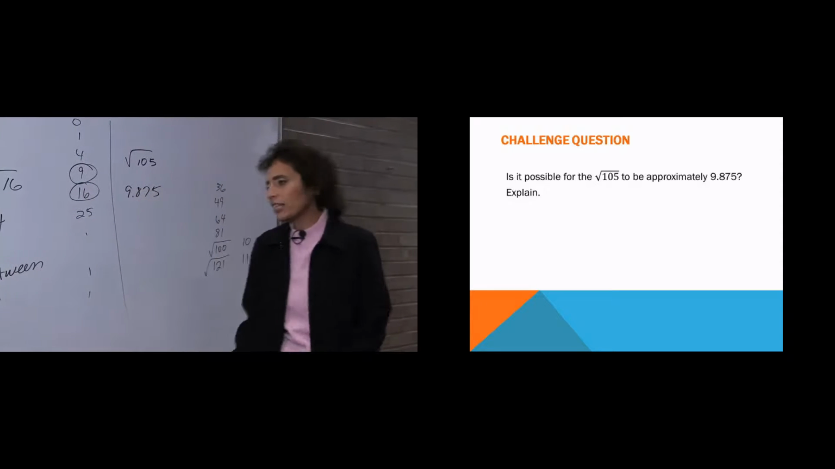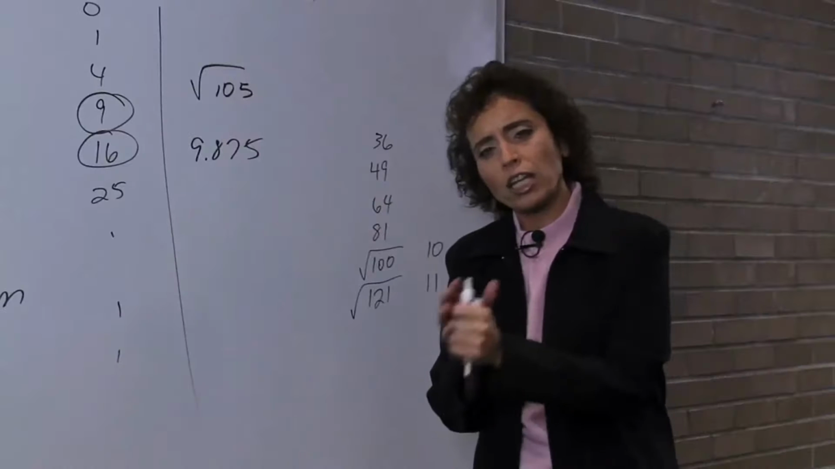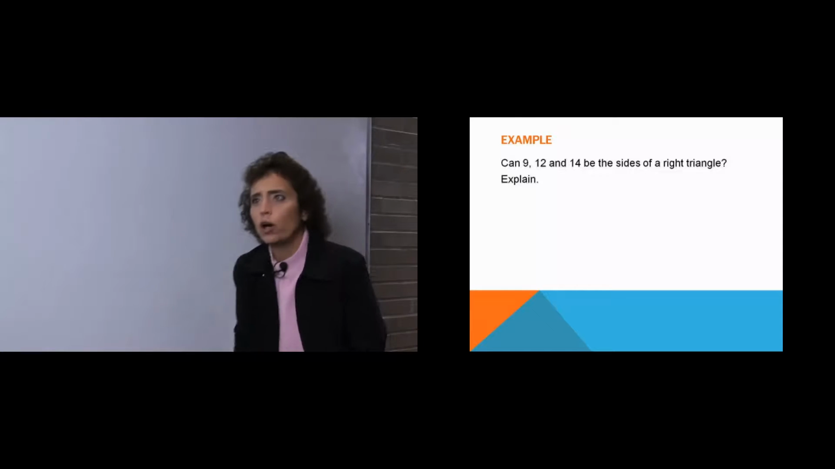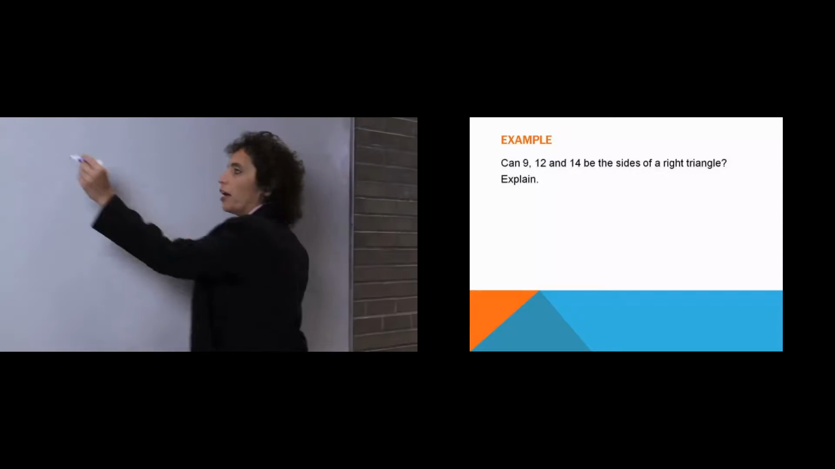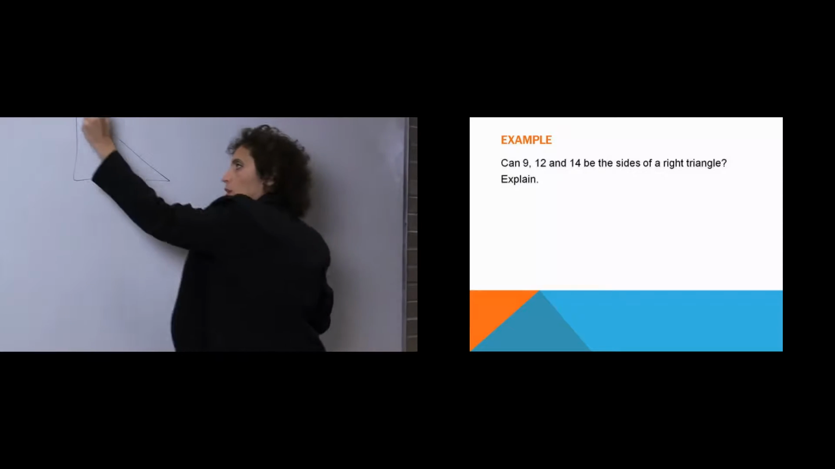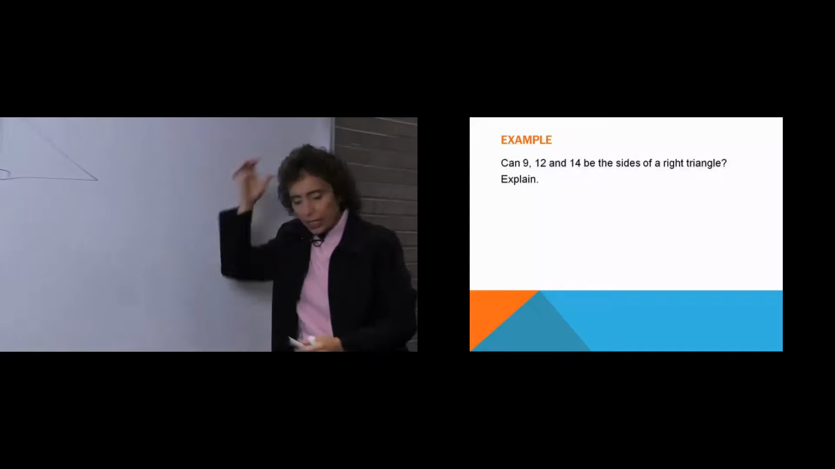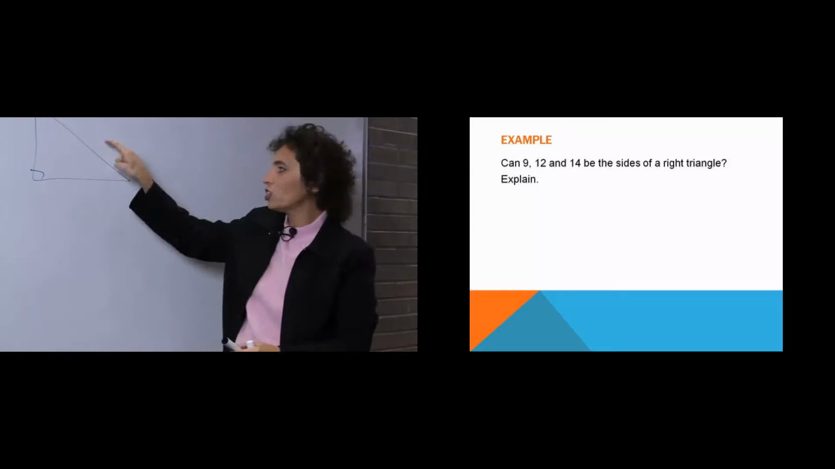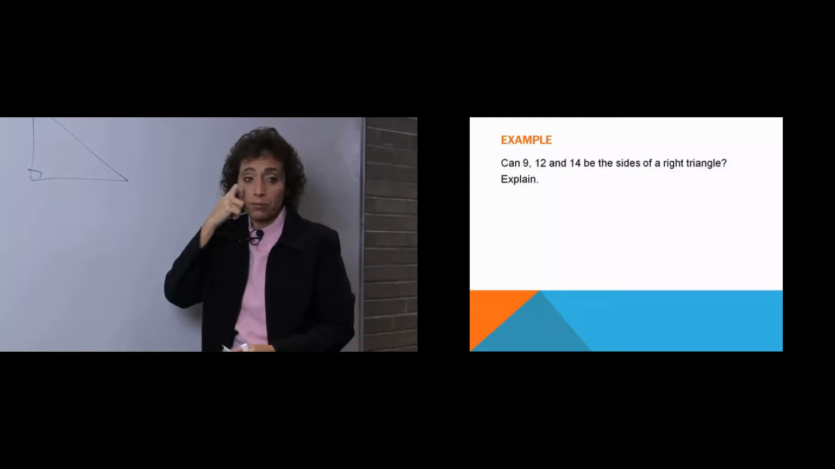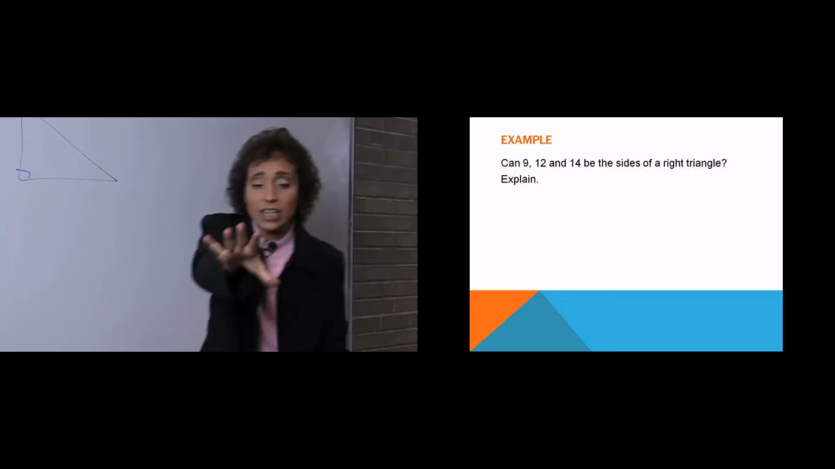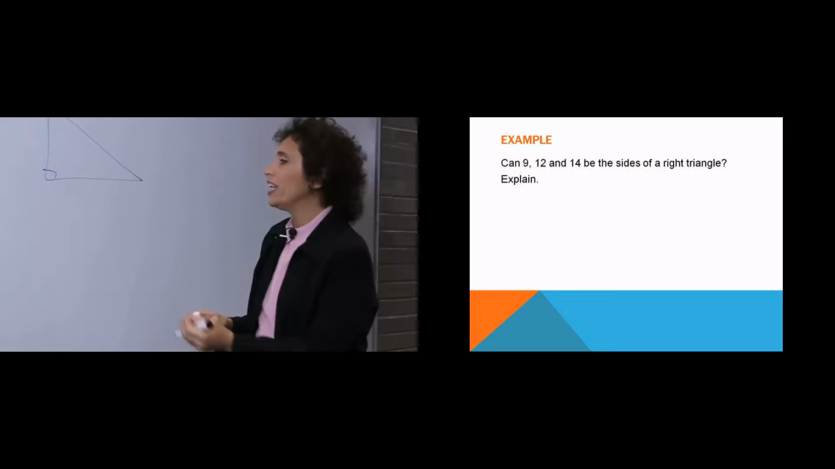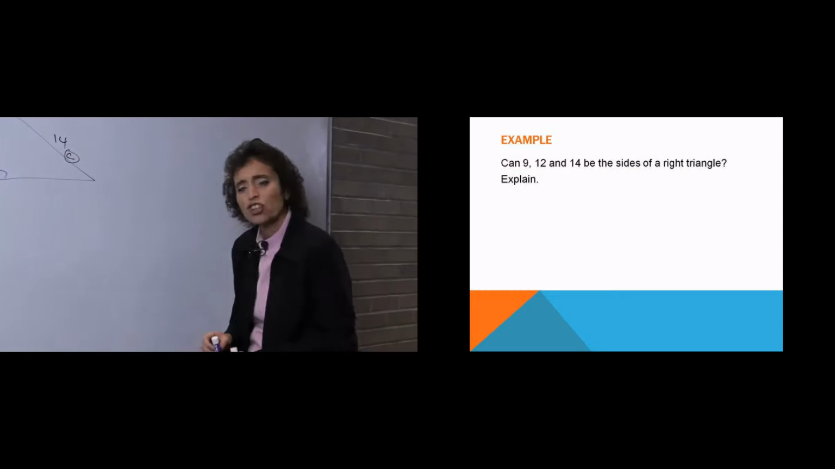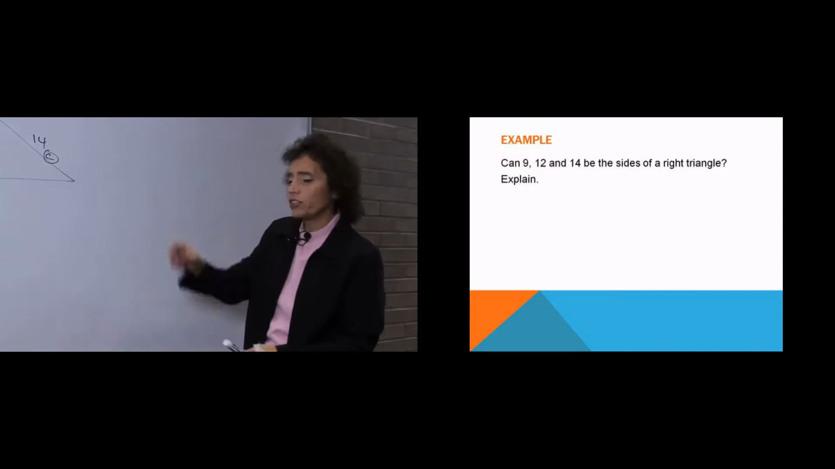Okay? Let's take a look at an example where we can really use what we just learned before. It says, can 9, 12, and 14 be the sides of a right triangle? Okay, I'm going to draw you a right triangle. I know, it's beautiful, thank you. Okay, 9, 12, 14. Here's the deal. If you have 9, 12, 14, which one has to be on the hypotenuse? Yes, it's 14. Why is it 14? Because the hypotenuse is always the longest side. So 14 has to be C, because remember, C in the Pythagorean Theorem is always the hypotenuse.